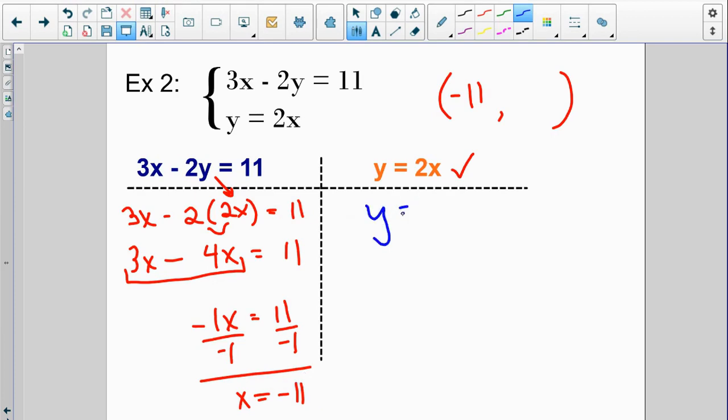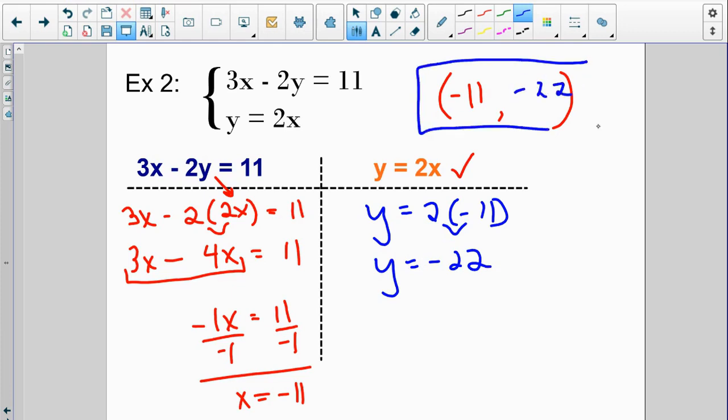So y equals 2 times x. I can put negative 11 where x was. And now that allows me to do a little bit of math. So I multiply it out, and I get negative 22 as my y value. So my solution is negative 11, comma, negative 22. X was negative 11, y was negative 22. And again, you could always double check this by typing your equations into Desmos, checking to see where the two lines meet, and they should meet at the intersection of negative 11, comma, negative 22.